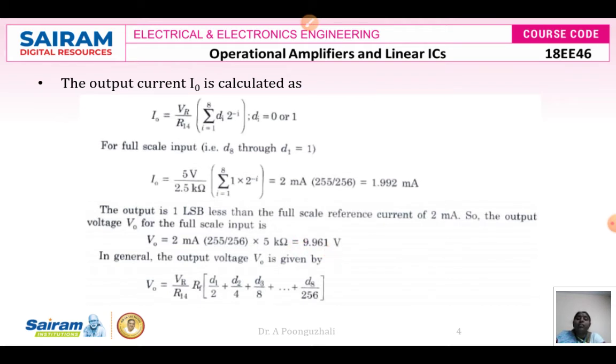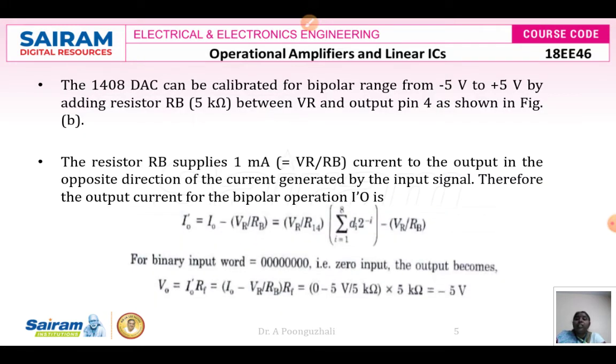So the general output voltage is going to be given as V0 is equivalent to VR by R14 into RF into D1 by 2 plus D2 by 4 plus D3 by 8 till D8 by 256. So here this 1408 DAC, it can be calibrated for your bipolar ranges there. So that means that it can accept data between minus 5 volts to plus 5 volts there.